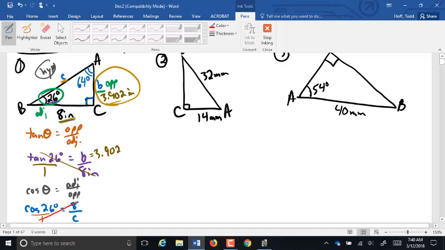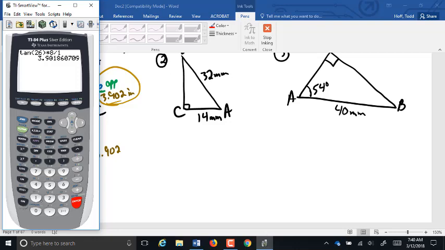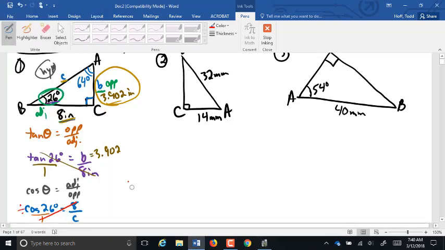And now I cross multiply. It's 1 times 8 divided by the cosine of 26. Clear that out. 1 times 8 divided by the cosine of 26. 8.901 inches. So I now have all 3 sides and all the angles.